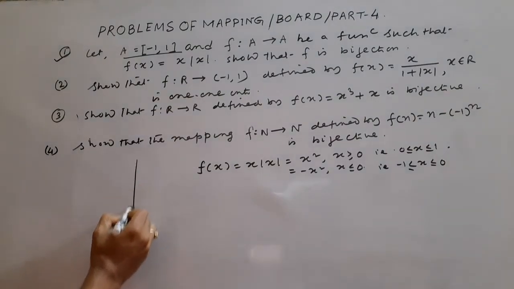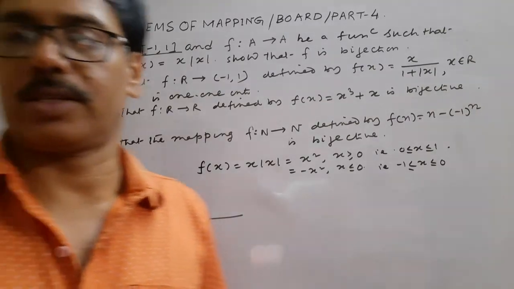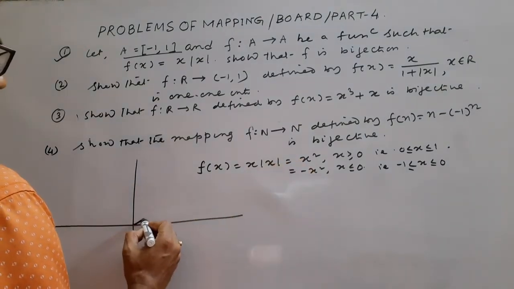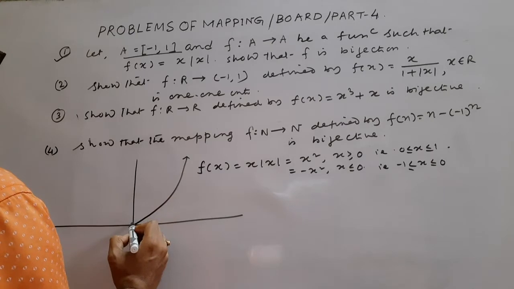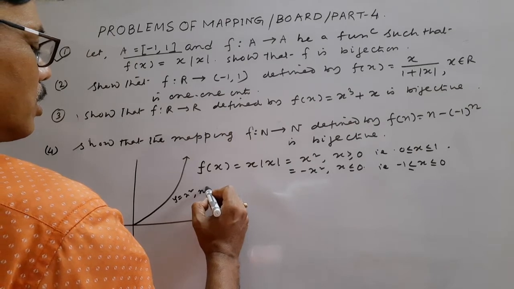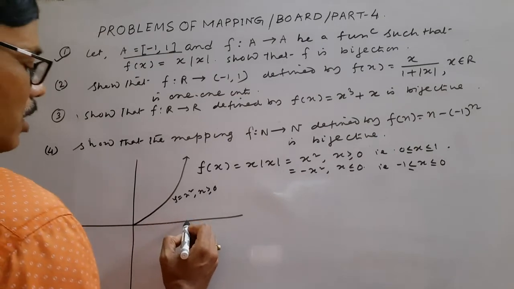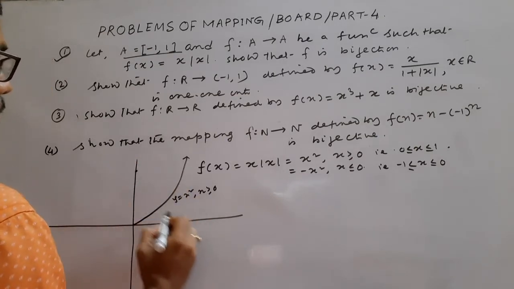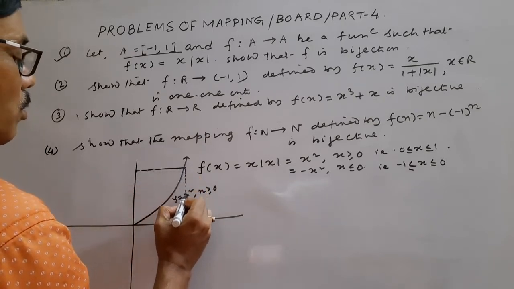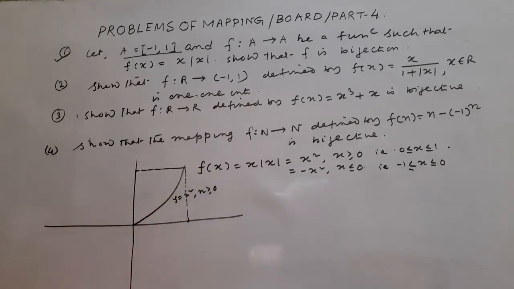Now draw the graph of the function f(x) equals x square, x greater than or equal to 0. So this is a parabola, y equals x square, x greater than or equal to 0. Suppose this is 1, so maximum you have to write y equals x square.